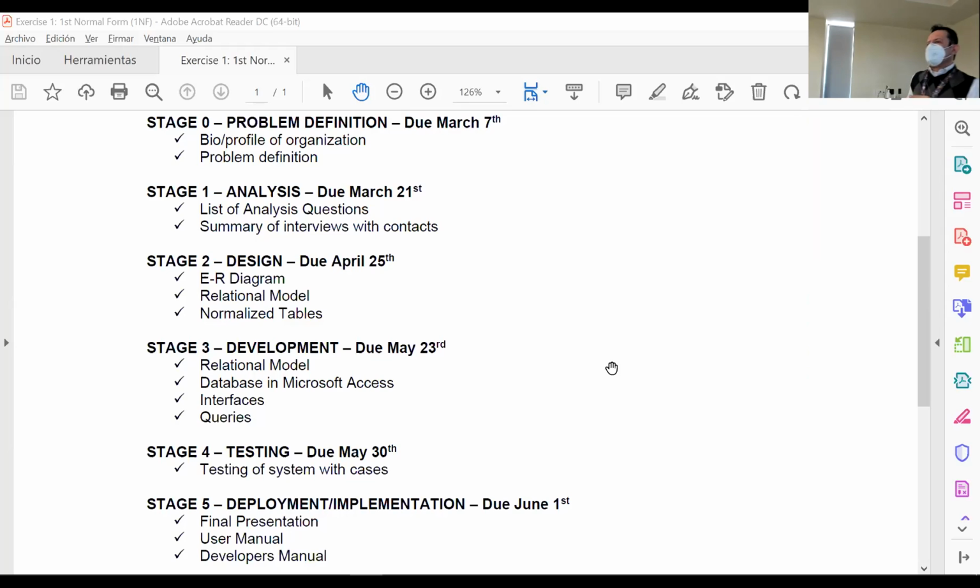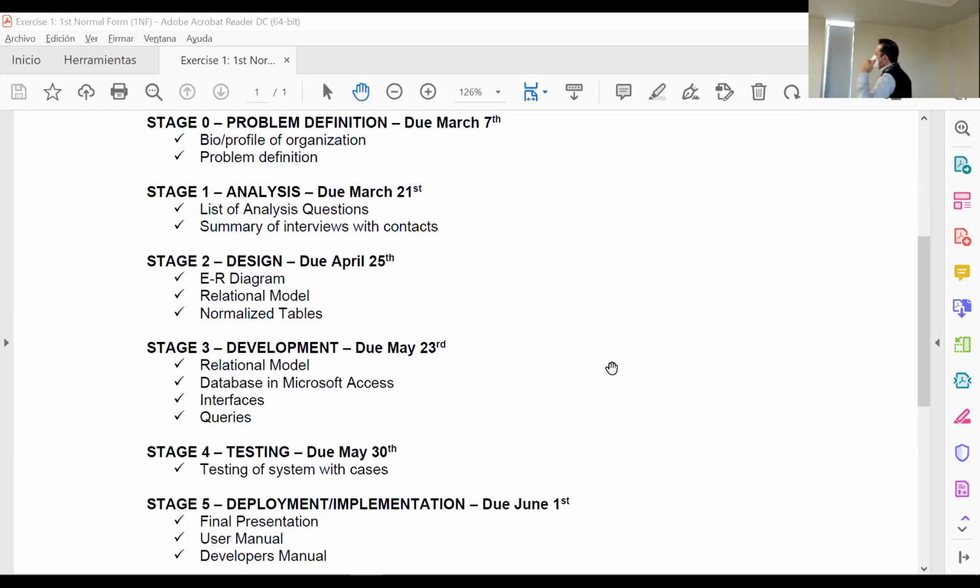And the other thing, the final project could be a fictitious organization. So I could give you a fictitious organization and for you to develop the database out of that. But I want you guys to focus on a real organization because of the next stages. So remember that stage one is the analysis.